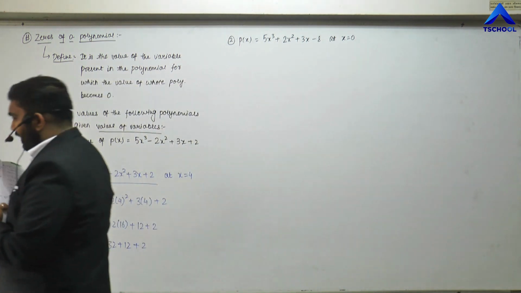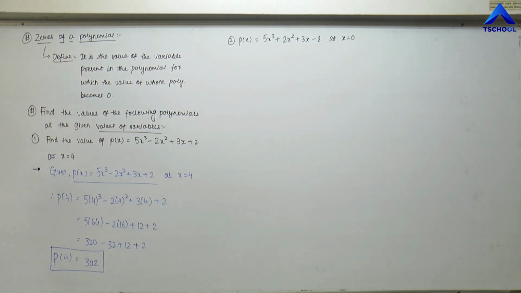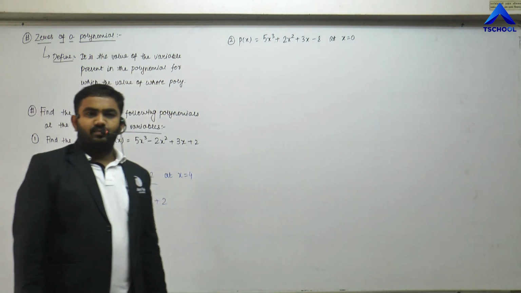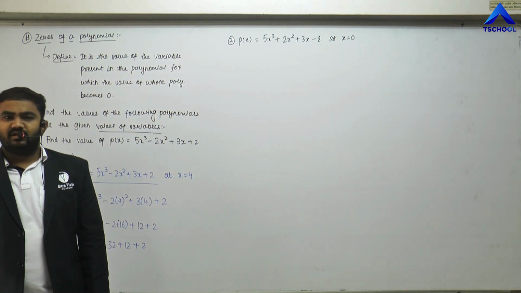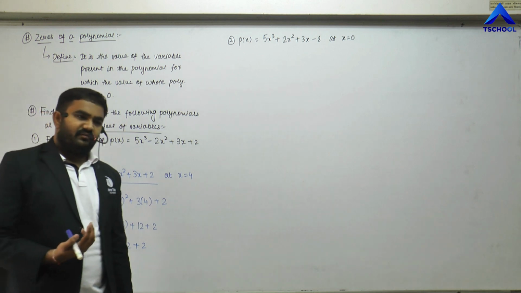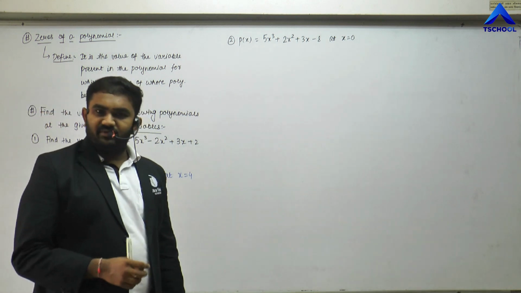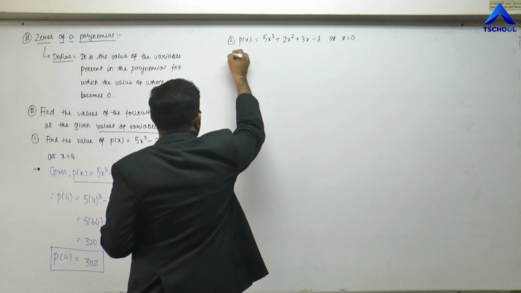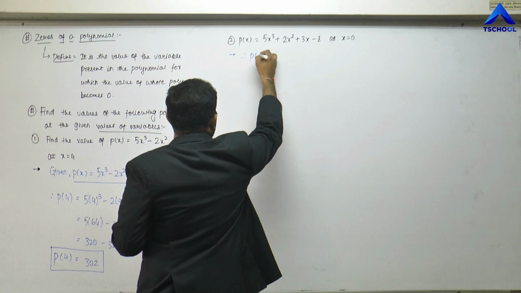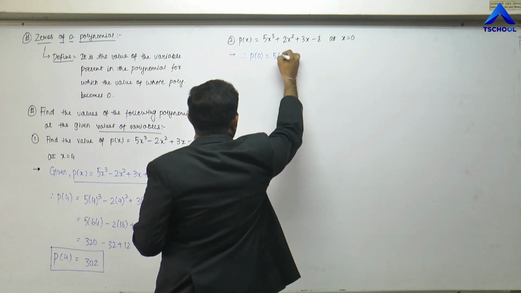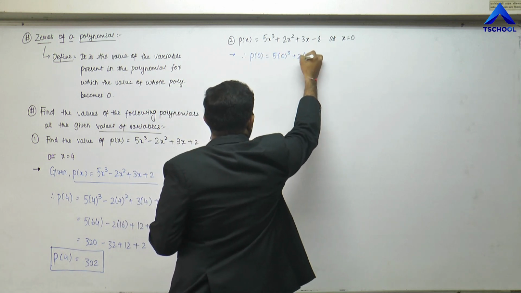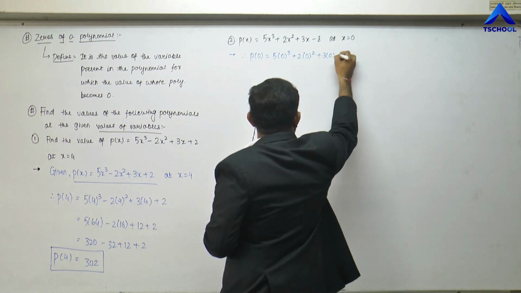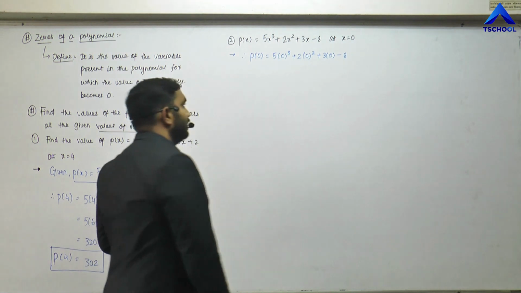It is quite an easier one. You can solve this orally, because we need to find the value of this polynomial at x equals 0. That means whatever variables you see here in the question will all be replaced by 0. Therefore p of 0 is 5 into 0 cube plus 2 into 0 square plus 3 into 0 minus 8, right?